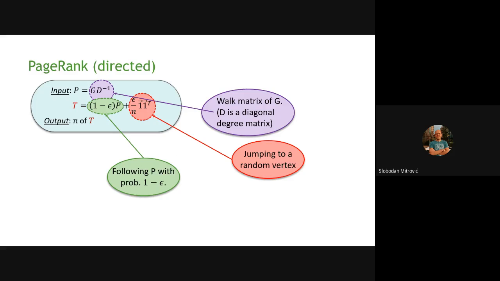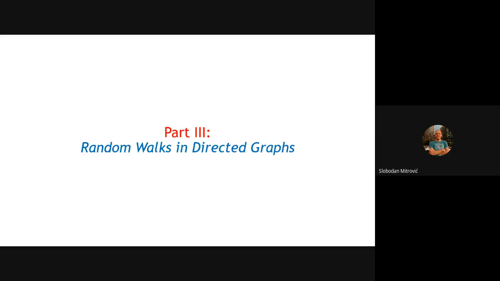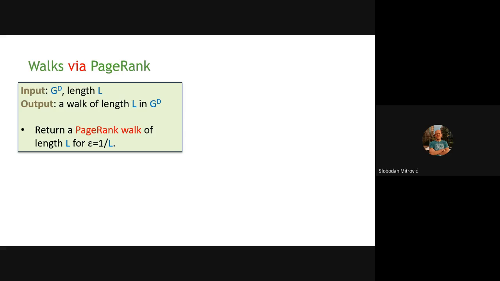Now, instead of going part 1, part 2, part 3, I would like to convince you that actually it's quite cool if you're able to compute page rank efficiently. That it almost immediately gives you a way to compute random walks in directed graphs. So let us see how. This is now part 3. Think of it more as motivation for what's going to come next.